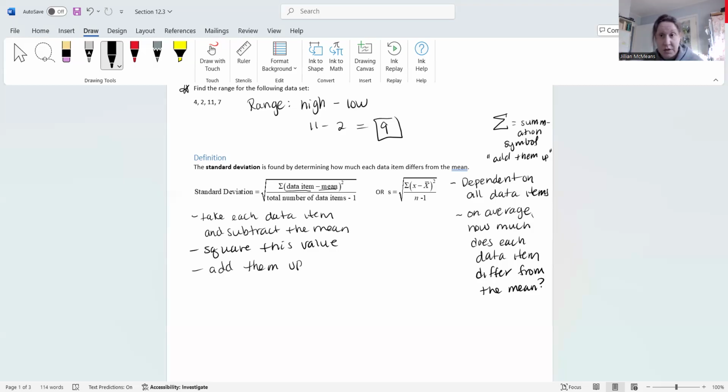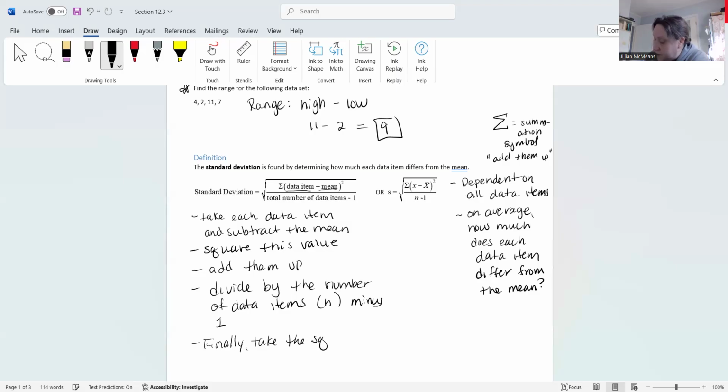You then add all of those up, and then you want to divide by the number of data items. We're going to call that n minus 1. So if you have 10 data items in your set, you're going to take 10, subtract 1, and that's what you're going to divide by. And then finally, take the square root. And that is your standard deviation. Okay, so that's kind of like what we're doing.